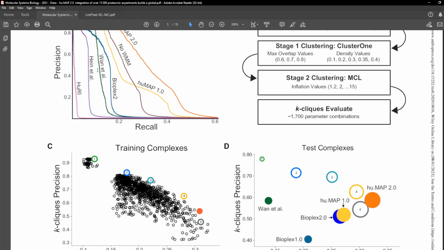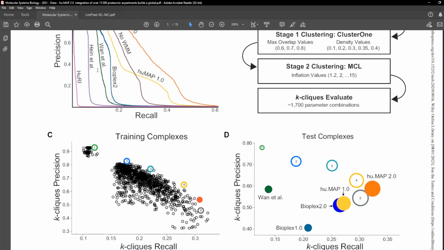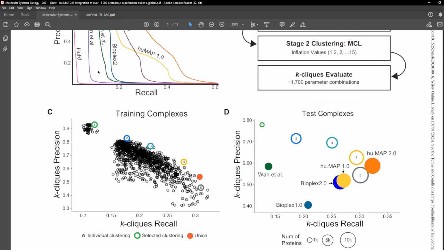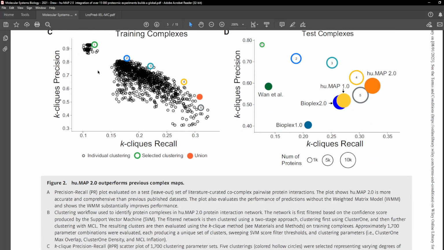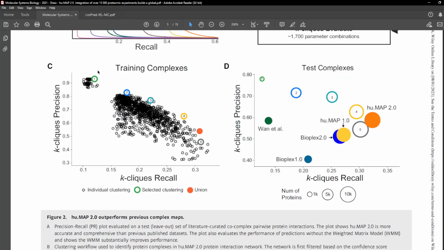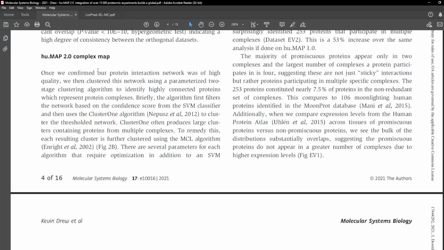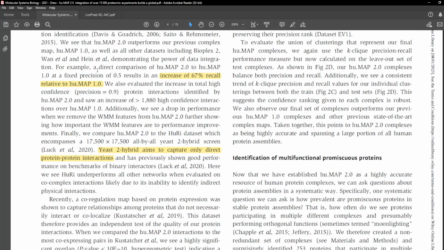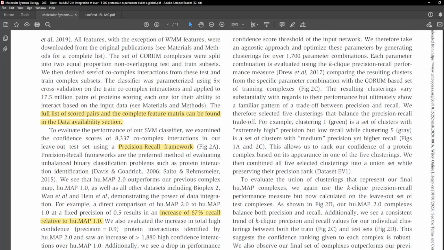Recently, a co-regulation map based on protein expression was shown to capture relationships among proteins that do not necessarily interact or co-localize, Kustatscher et al., 2019. This dataset therefore provides an independent test of the quality of our protein interactions. When we compared the Hu.MAP 2.0 interactions to the most co-expressing pairs in Kustatscher et al., we see a highly significant overlap, p-value less than 10e-10, hypergeometric test, indicating a high degree of consistency between the orthogonal datasets.